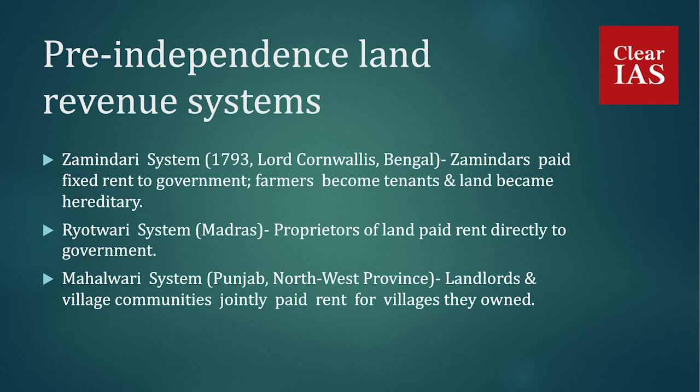The Ryotwari system in Madras, where proprietors of land paid rent directly to government. Another land revenue system was Mahalwari system, which existed in northwestern province, majorly in Punjab. Here, the landlords and village communities jointly paid rent for villages they owned.